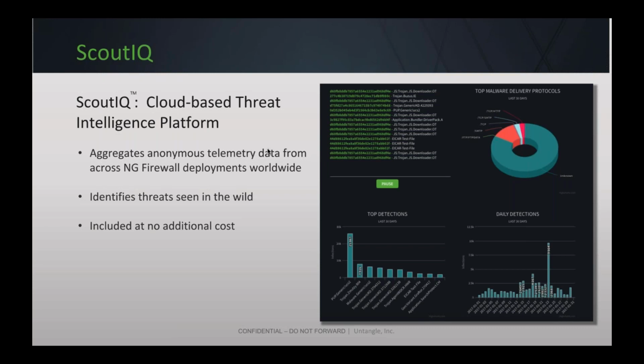We're trying to cast a pretty wide net here. There are close to 50,000 Untangle devices worldwide. So as many of those that are leveraging our cloud system at Scout IQ, we're getting information from all of those, tens of thousands of devices worldwide. So it's a really interesting system. It's doing some really cool stuff, and it's included at no additional cost. It's just part of our virus blocker apps.